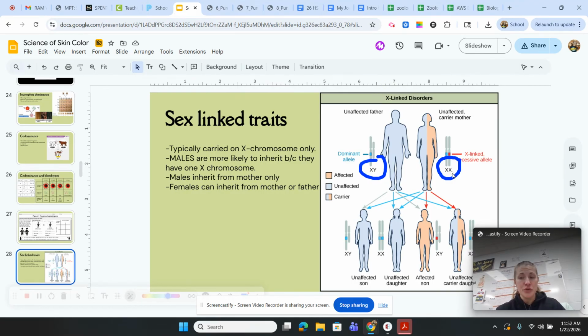Females, because they have two X's, it's just like normal dominant recessive. So they would have to have two copies to get a recessive condition, one copy to get a dominant condition. Because of this, it is more likely for males to have sex-linked traits. Some of those sex-linked traits are baldness, which is actually sex-linked, hemophilia, which is a condition that causes you to not be able to make blood clots, which can be very dangerous, and another one is color blindness. Color blindness is more common in males because it is an X-linked trait.